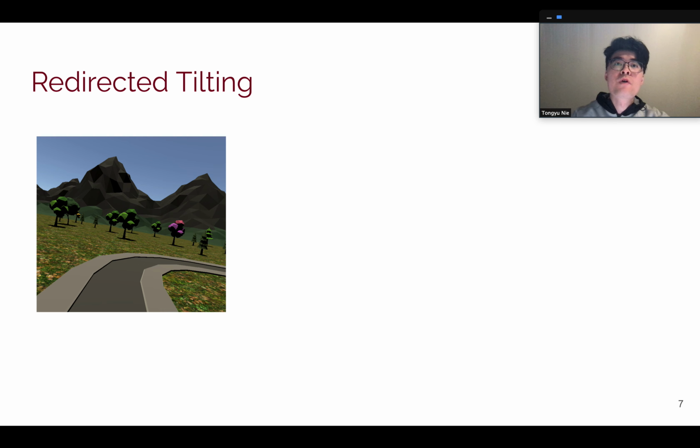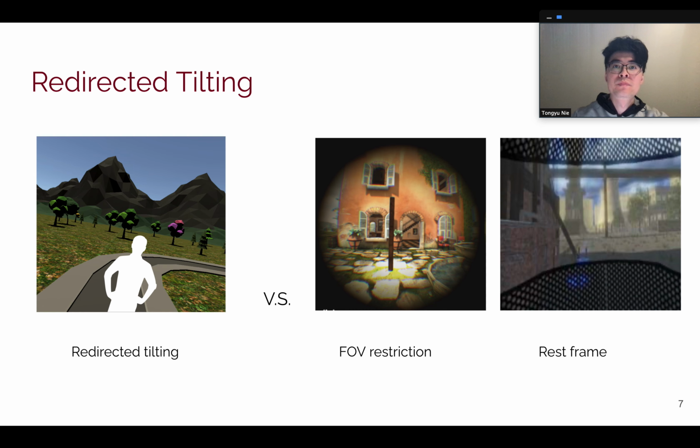Redirected tilting focuses on modifying system dynamics to elicit a more stable body pose. As I have mentioned before, a tilted body pose is more natural and balanced for users when they are turning. The major advantage of redirected tilting is that it won't reduce the visibility of the virtual environment.